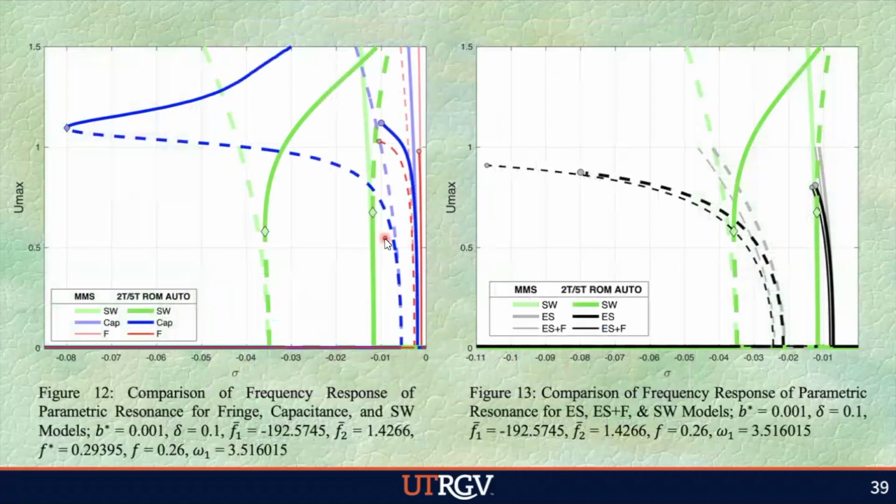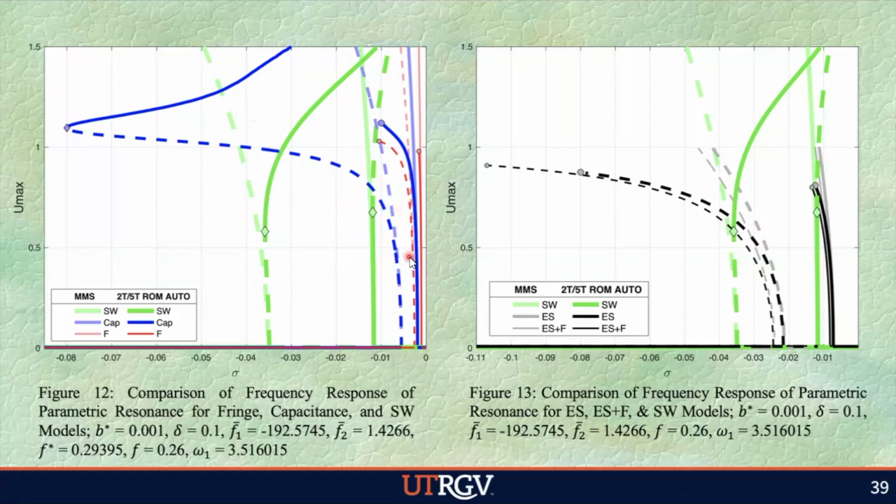On the left is a comparison between frequency responses of the three fringe models. The green is the SOLIDWORKS model, the blue the capacitance model, and the red is the fringe model. The dark lines indicate auto, while the light colored lines are MMS. The SOLIDWORKS model is the only one that uses two-term auto. The other two use five-term auto.